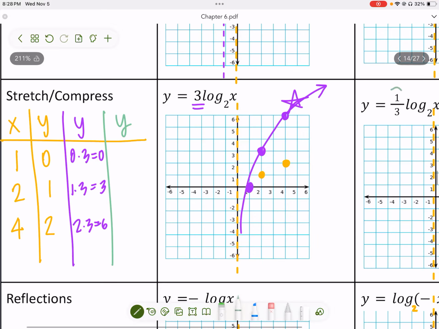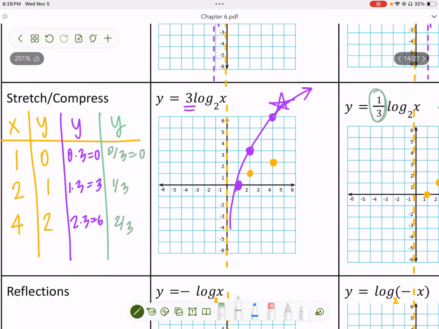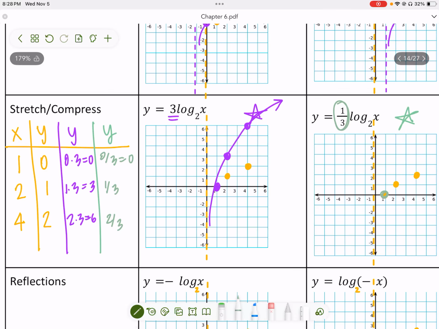For my 1/3, we are essentially dividing by 3. So 0 over 3, still 0. 1 over 3 is a third. 2 over 3 is 2/3. So the 0 is not affected. We're going to have 2, 1/3 and 4, 2/3.